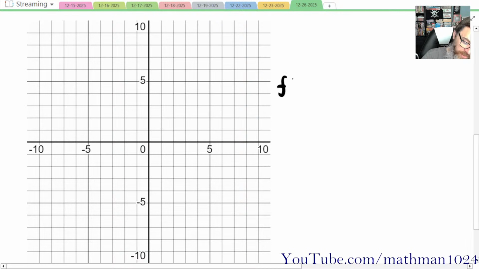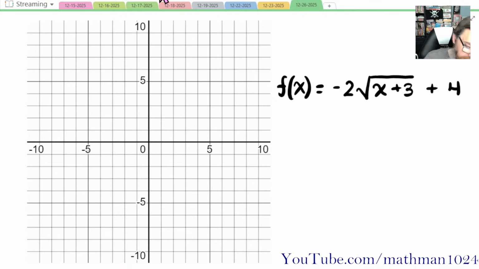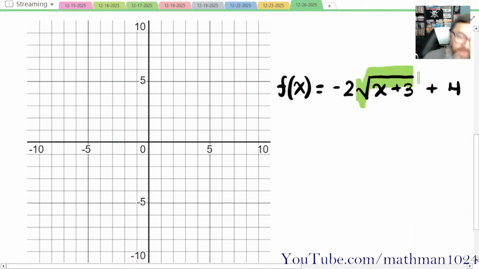Now, if I were to do this, if I say f of x is equal to negative 2 times the square root of x plus 3, and let's say plus 4. So all the stuff that's going on here, the first thing we want to focus on is the fact that we have a square root. And because we have a square root, we know the shape that we're working with. So that shape is the guy who starts here at the origin, and he goes up, and he curves out to the side, like a half sideways parabola.